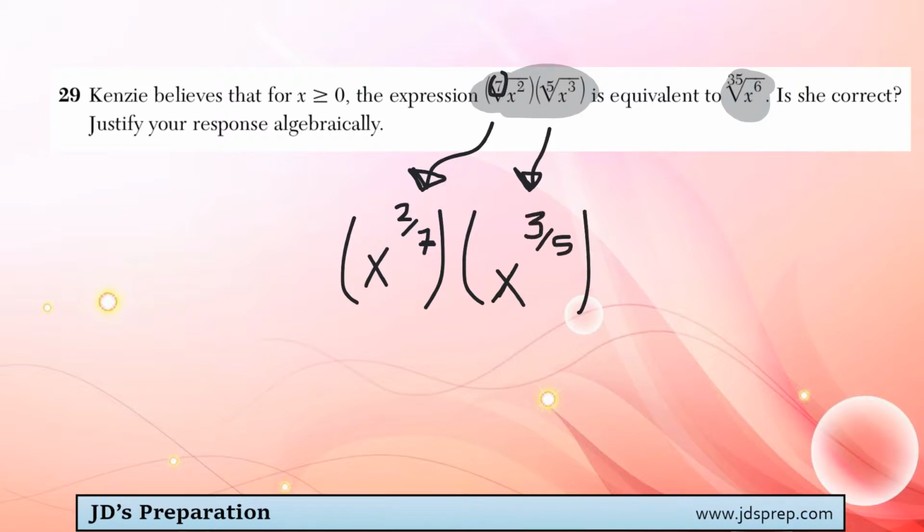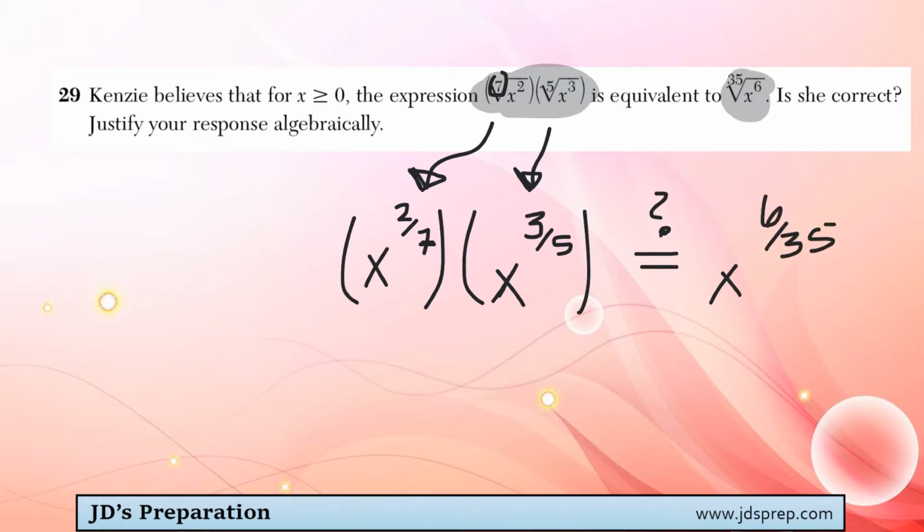Okay, now we're trying to see if that's equal to the 35th root of x to the power of 6. So that written as a power would be x to the power of 6 over 35.